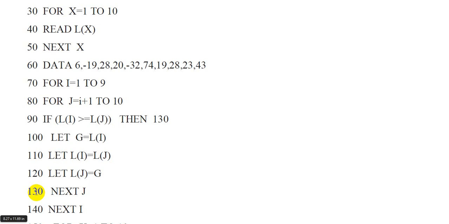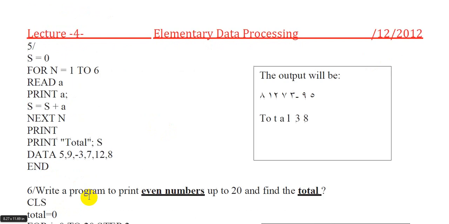130, we're just going to go straight to the 130 step procedure exactly after the verification of the 90 step procedure, because the 90 step procedure states that if L(I) is bigger than or equal to L(J), then we jump straight to the 130 step procedure, which indicates the NEXT J command.